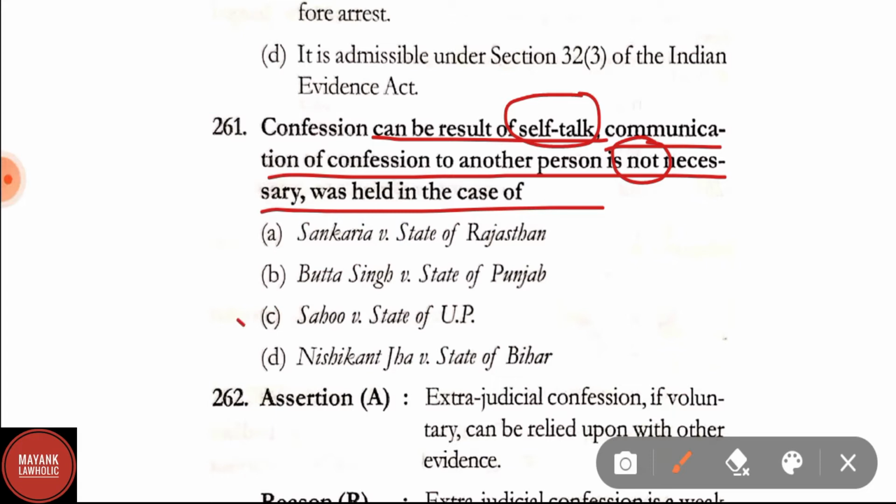Sankaria versus State of Rajasthan, option B, Bhutta Singh versus State of Punjab, option C, Sahu versus State of UP, and option D, Lalia Jha versus State of Bihar. Here correct answer is option C, that is Sahu versus State of UP.